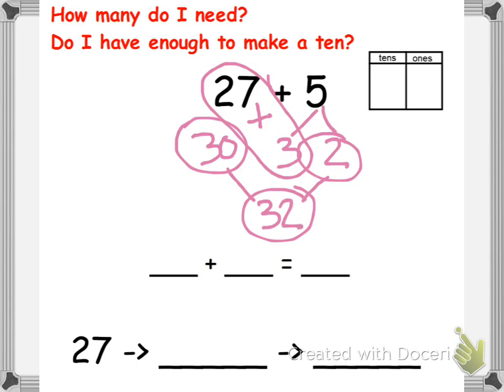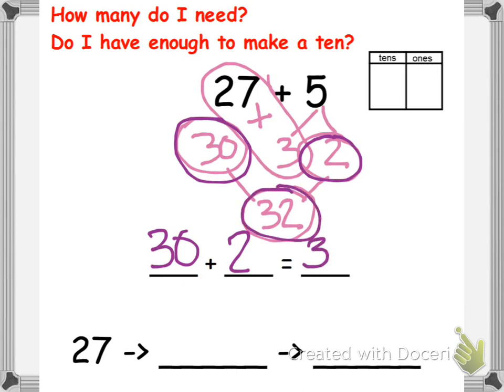Now, there's this number sentence that we have to make. We're basically going to use 30, which is when we made that new 10, and 2, which is what we had to add to it to get our answer, which is 32. So we know that 30 plus 2 equals 32.